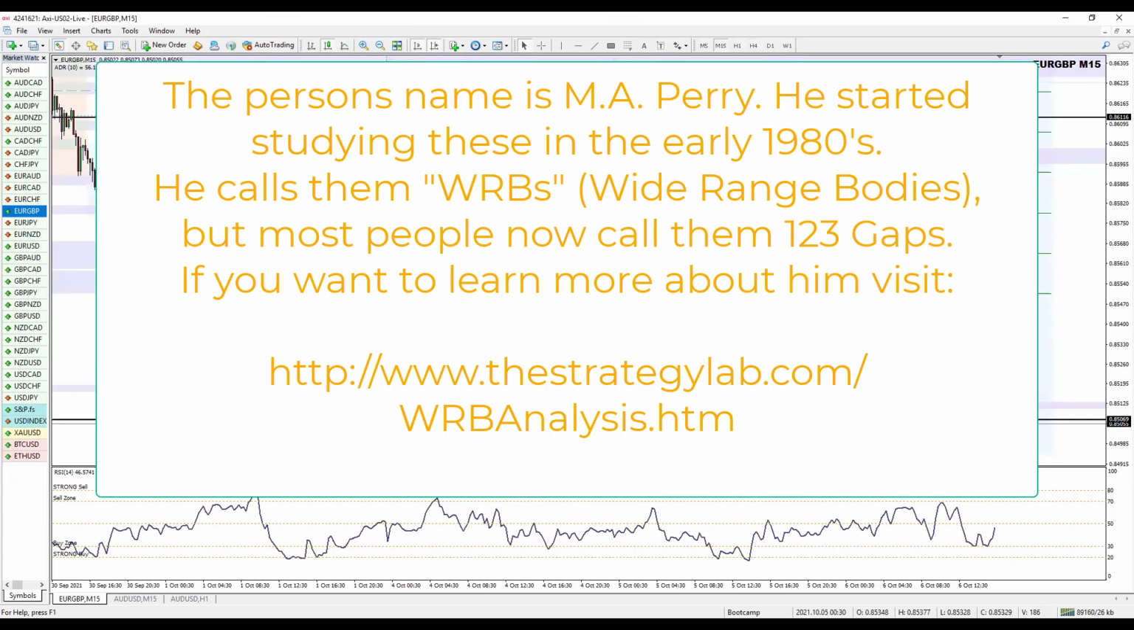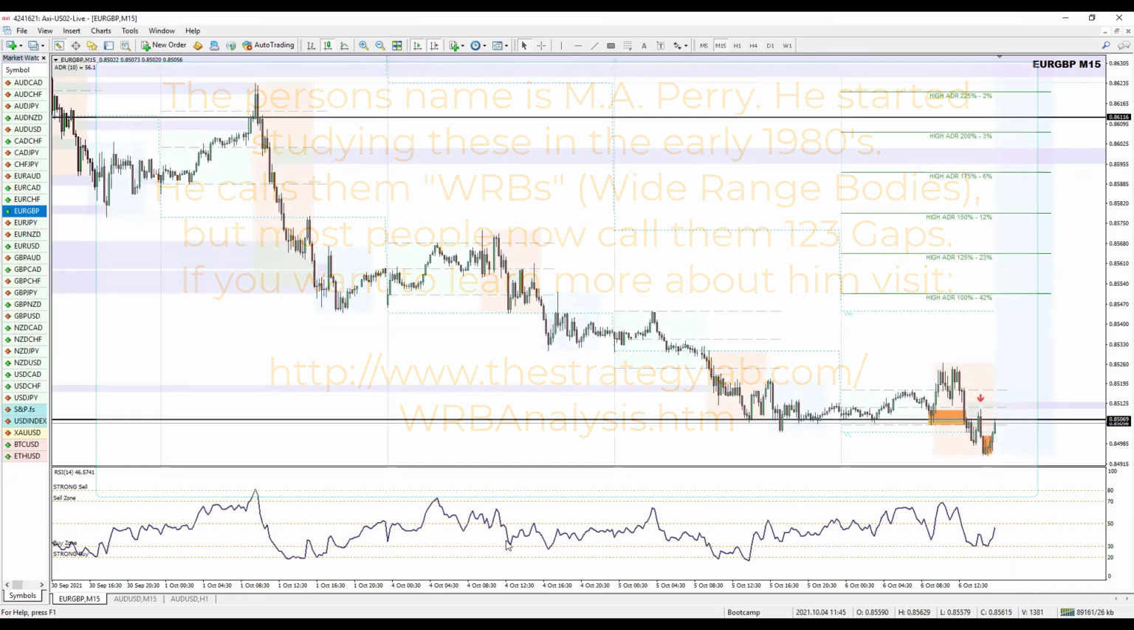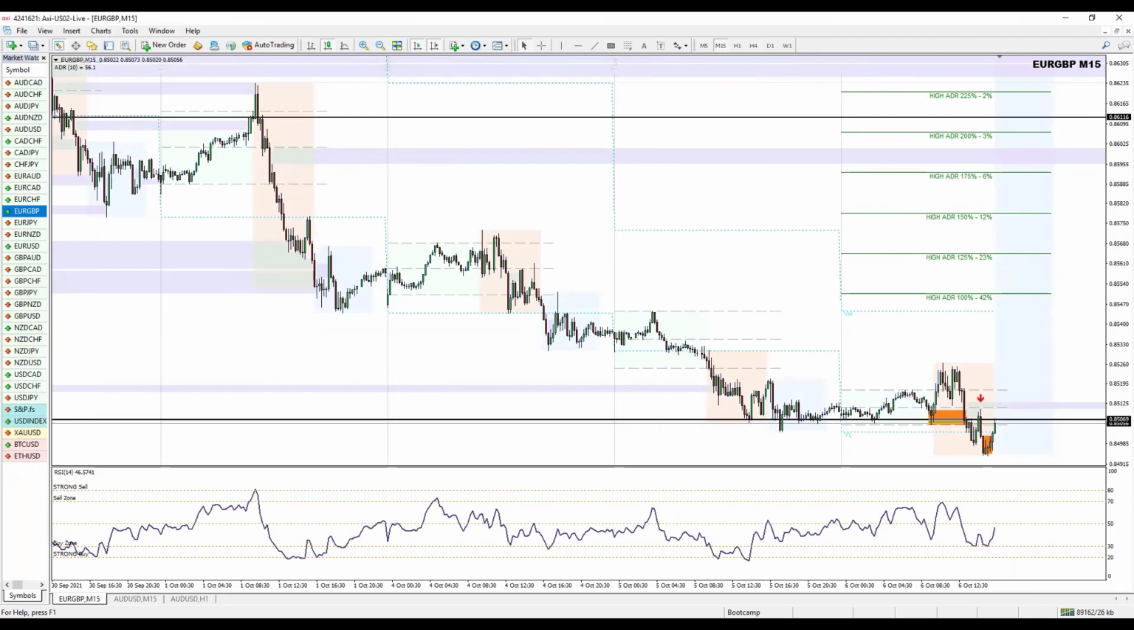But basically, what a 1, 2, 3 gap is, is a propulsion candle. And if you don't know what a propulsion candle is, okay, a propulsion candle is simply a big long candle. Yeah, it can have a wick at the top or the bottom, but it's basically one big long candle. Okay, so you can see an example here. Let me zoom in and we'll look at an example in a bit more detail.